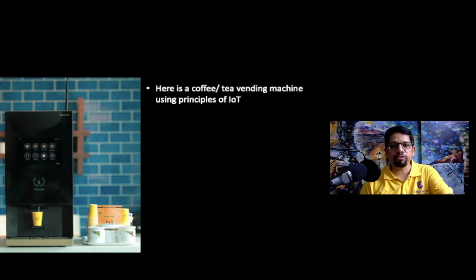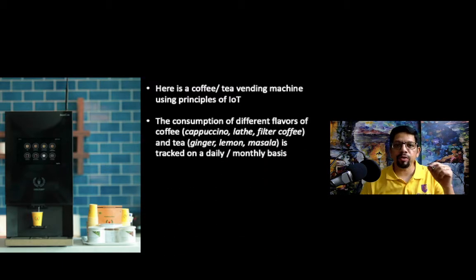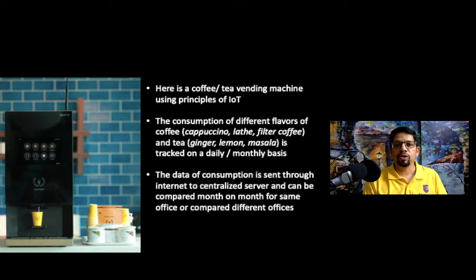And now with this machine, she is able to track the consumption of a coffee, and again, a coffee or a tea. So what is getting consumed: are people consuming more of cappuccinos or cafe lattes or filter coffees, or in terms of tea, ginger tea or masala tea? So at the end of the day, she not only knows how many cups have been consumed, she also knows what is being consumed. Next time when she orders, she knows that my office consumes more ginger tea, therefore I need to order more of it, and it actually helps her to procure better.